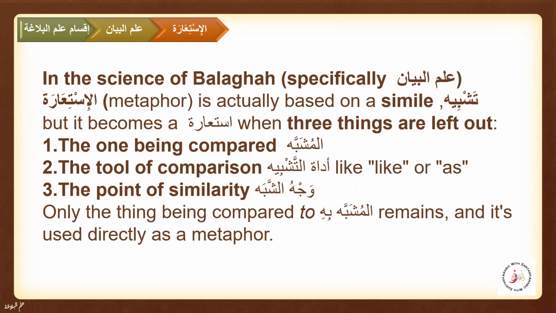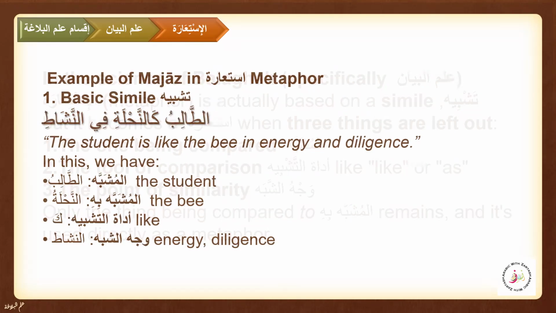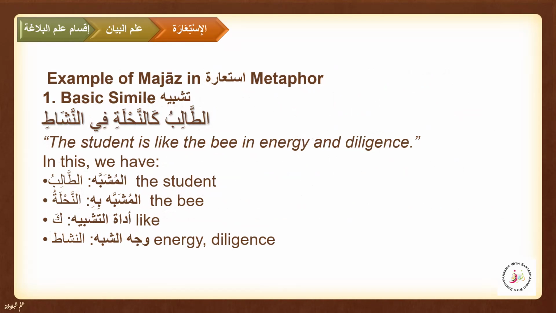We know the four parts of the tashbih: the mushabbah, the mushabbah bihi, the adat al-tashbih, and the wajh al-shabah. The mushabbah is the one being compared. The adat al-tashbih is the tool of the comparison. The wajh is the reason of the similarity, and the mushabbah bihi is the thing being compared to. These are all the four components. So when we say that the student is like a bee, we include all four parts: the mushabbah, the thing being compared, that is the student. The mushabbah bihi, the thing it is being compared to, in this case the bee. The adat al-tashbih, the tool, here the kaf of comparison. And the wajh al-shabah, the point of the similarity, which will be the diligence and energy.